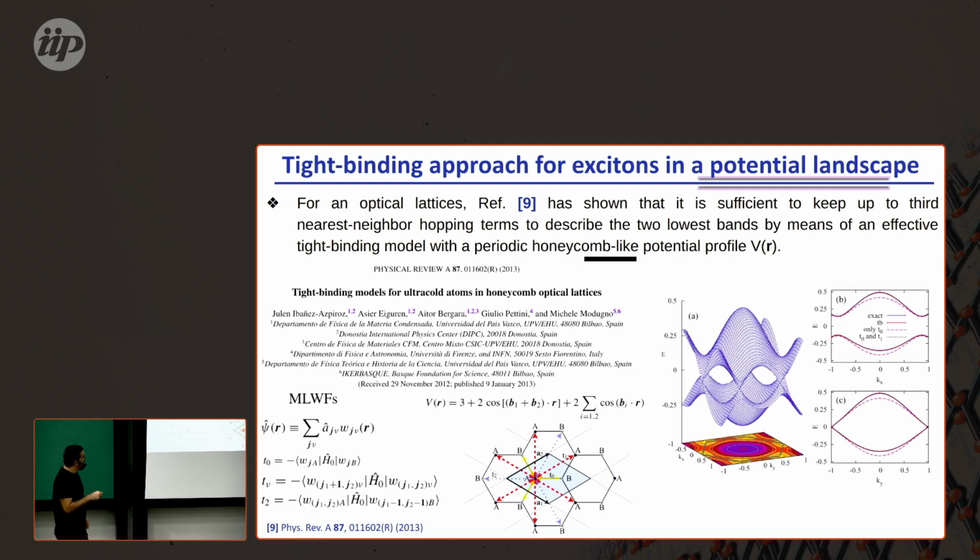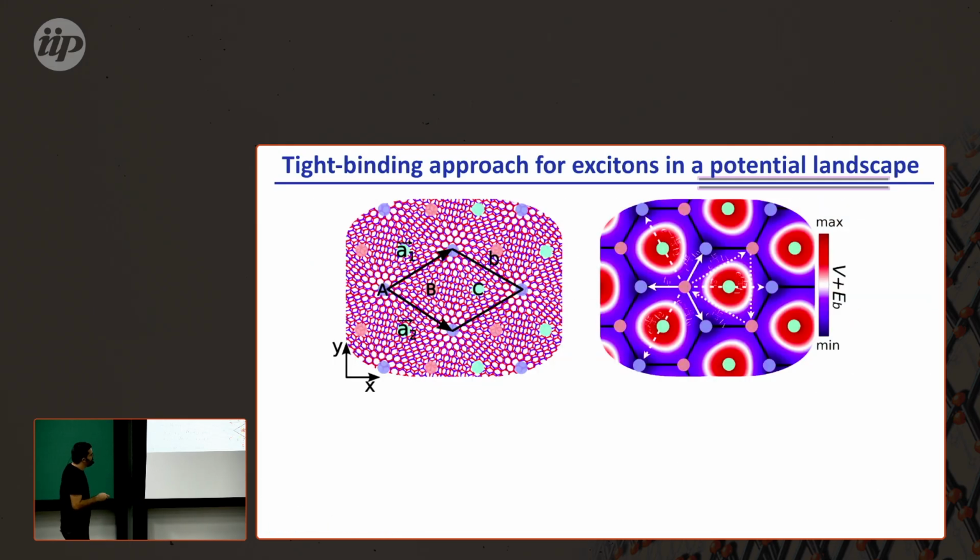And they report in this paper that if you use up to third nearest neighbor tight-binding model, you can capture all the physics for the two lowest bands. Okay? So with that in mind, I gave some motivation for the exciton part, for the Moire part, and I introduced this quasi-particle called Moire excitons. Now let's go on to define our Hamiltonian and start to present our results.